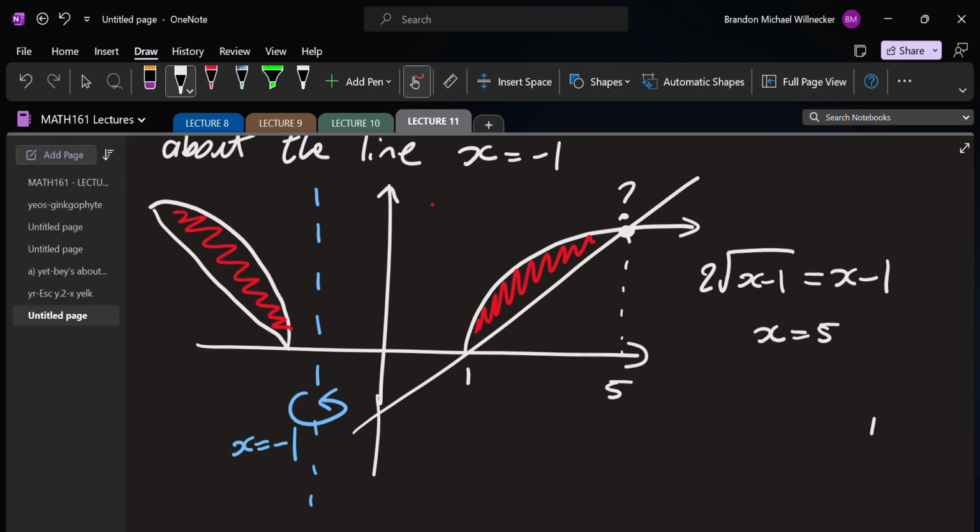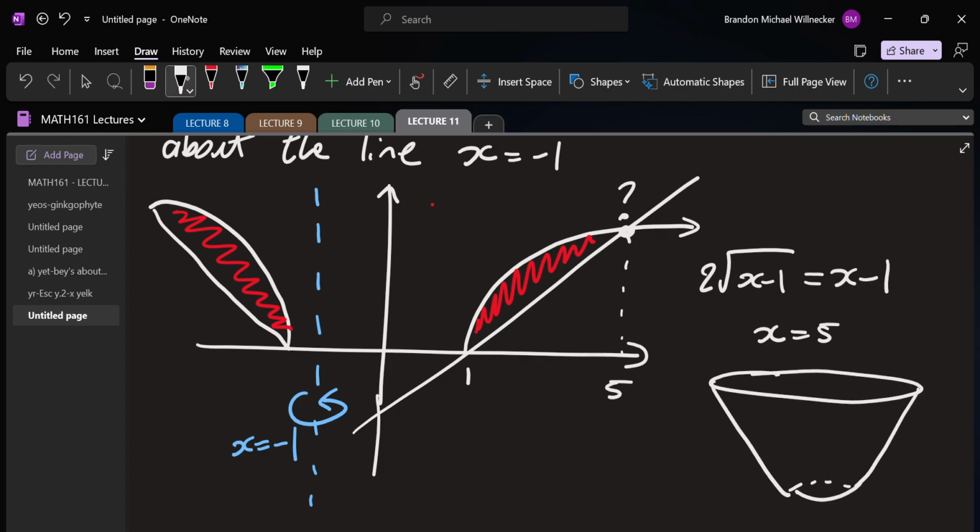Okay, and it's being rotated around there. So I've just flipped it over, but you get the idea. Whatever's on that side, we flip over and rotate around. So in terms of the volume, it's going to look something like this. Okay, it'll end up being something like that.